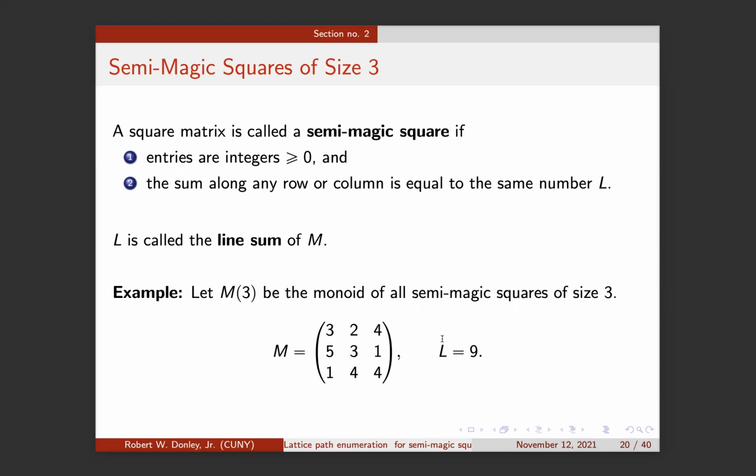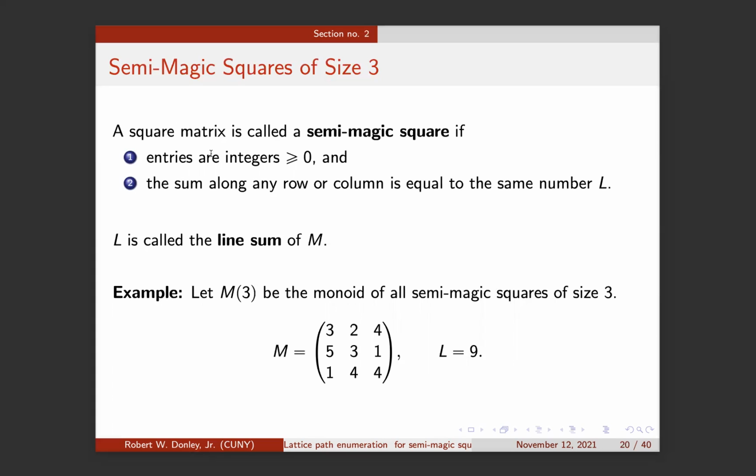So we start from scratch again. I'm only going to be concerned with 3x3 semi-magic squares. So I'll probably forget to keep talking about the size. So you can always assume I'm looking for size 3. Beyond size 3, of course, is very interesting, but also very difficult.